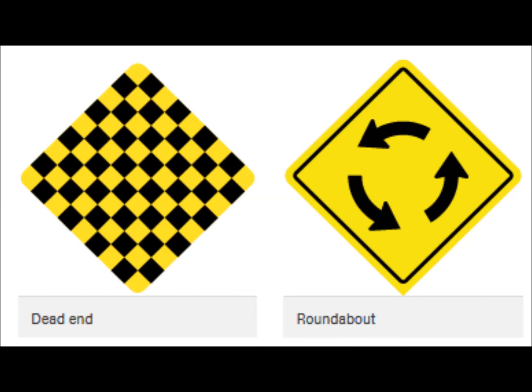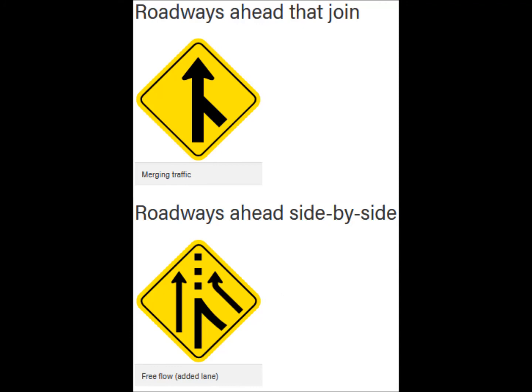An arrow going forward. On the right, an arrow coming in at an angle, then straightening out and going forward. Between the two are divisions, one of them dotted. Free flow, added lane. Narrow roadways ahead.